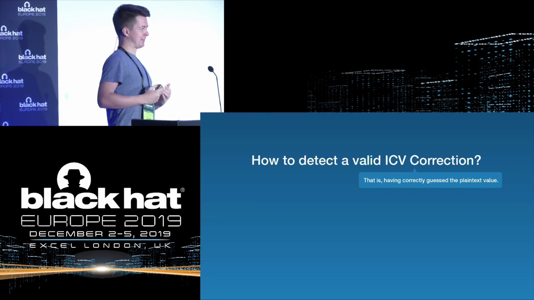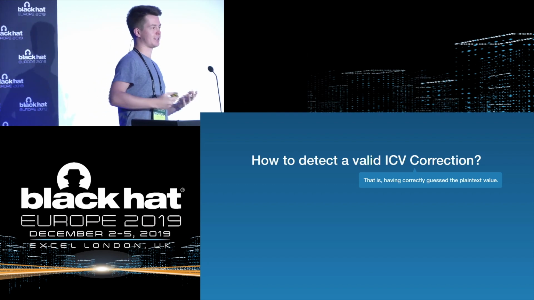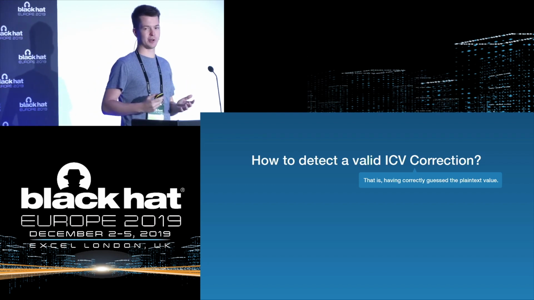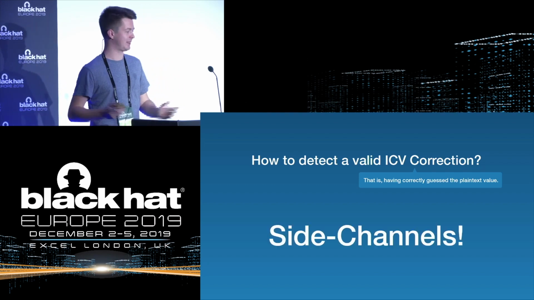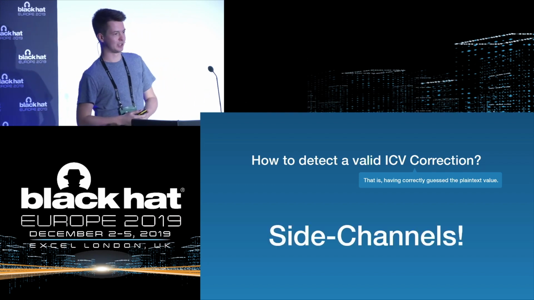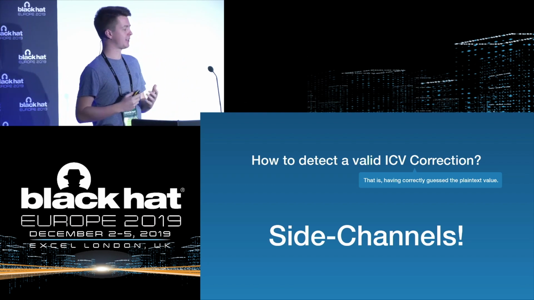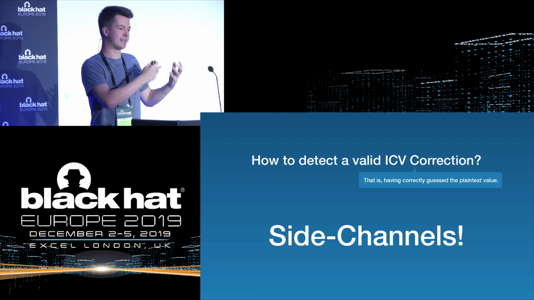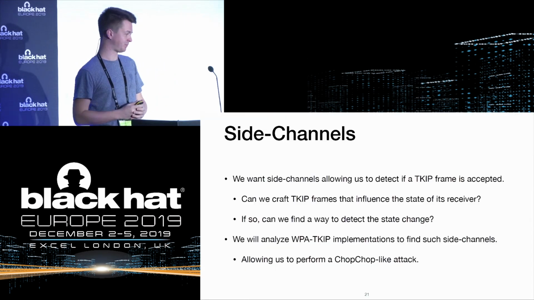So that brings us to a very important question. How do we know if we made the correct ICV correction? That is, how do we know we made the correct guess for that plain text byte? And that is the side channels. So from now in the remainder, we'll run over a bunch of side channels that will help us identify if we made a correct guess on this chopped off byte or not.